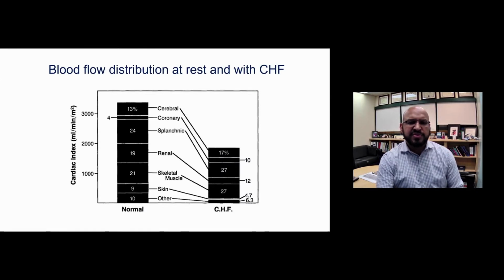Now, these graphs show a distribution of cardiac output in the resting normal state and heart failure. And you can see here that though there is reduction of blood flow to the skin and to the renal organs, there's overall preservation of blood flow to the brain, heart, and splanchnic circulations. And thus, you can see that the changes in heart failure really lead to a preservation of end organ function as much as possible.